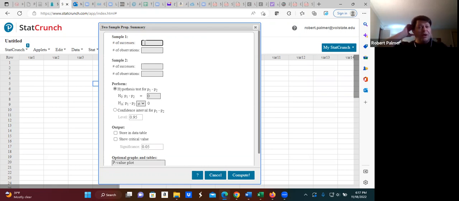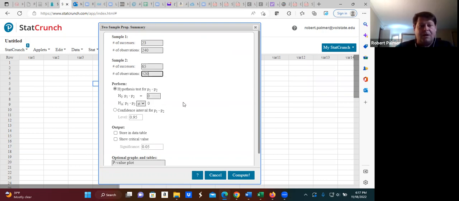Okay. All right. Once again, make sure your sample one is consistent with whichever one you called population one in your hypothesis. So for males, it's 23 out of 240. And then successes for females is 65 out of 520.